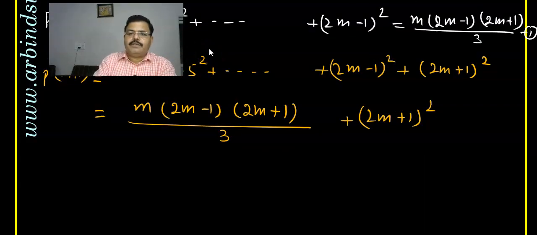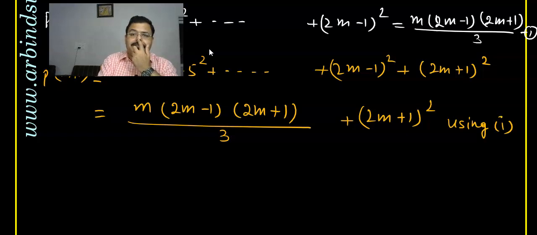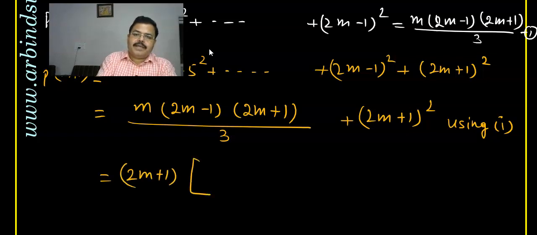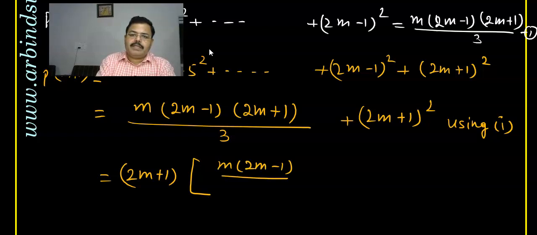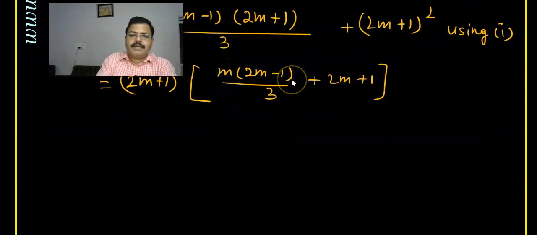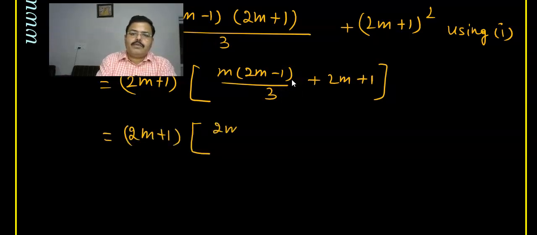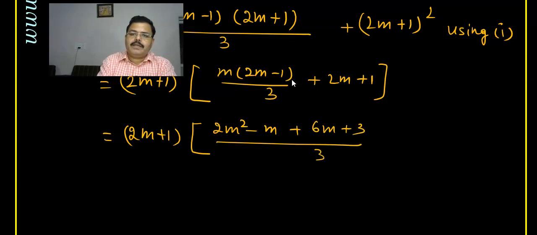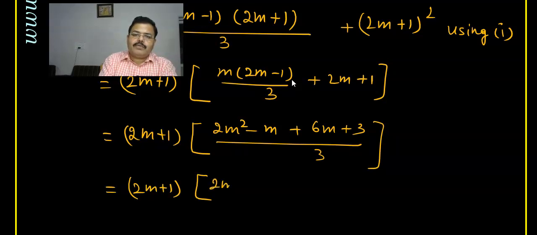So using 1, don't forget to write it, the first equation I will use here. So I can take 2m plus 1 common from these two. So what is left here? m into 2m minus 1 by 3 plus 2m plus 1 is left. Now further I can write it 2m plus 1 into 2m square minus m plus 6m plus 3 whole divided by 3, isn't it? So that will come up 2m plus 1 into 2m square plus 5m plus 3 whole divided by 3.